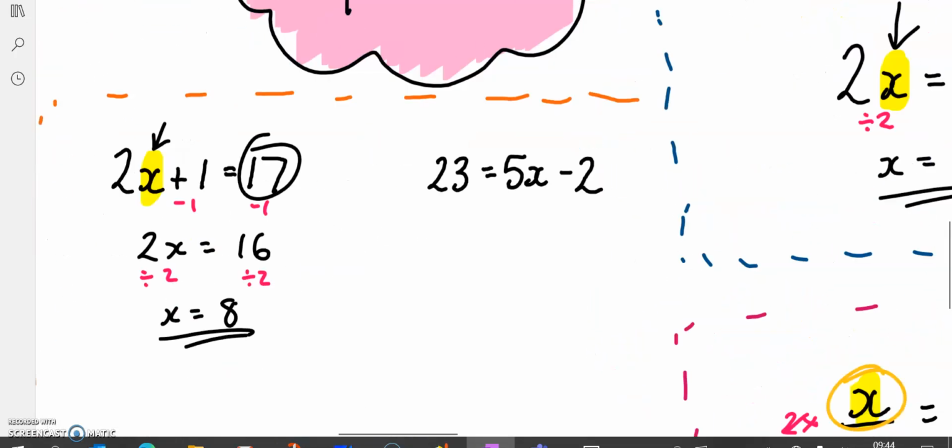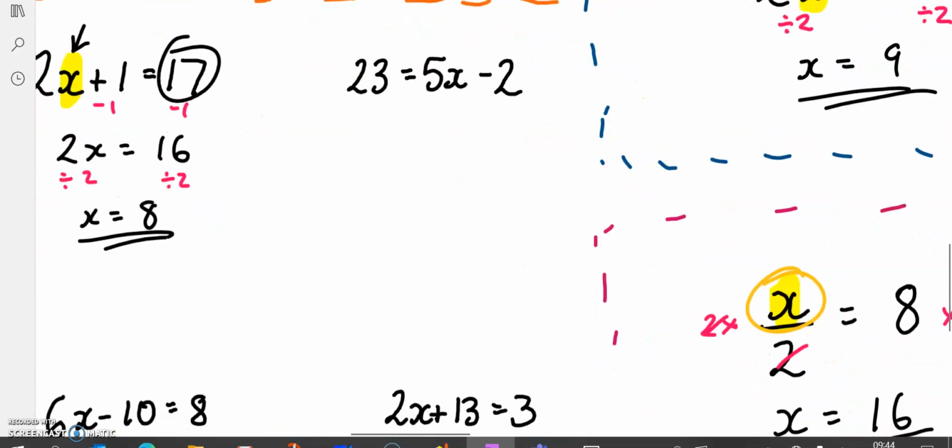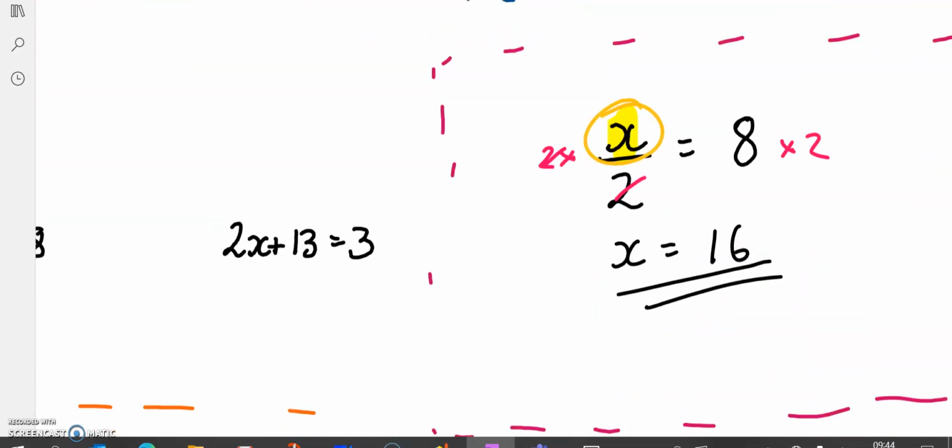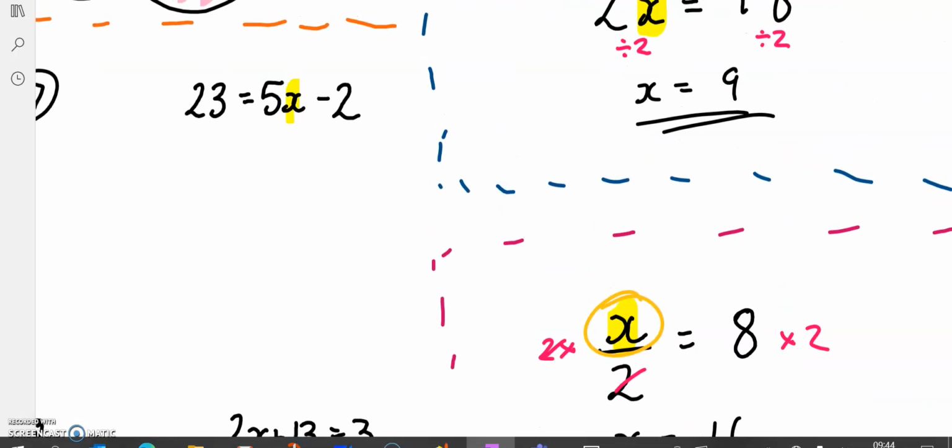23 equals 5x minus 2. We want to get the x on its own. At the minute, we've got 5x minus 2. So we've got a timesing and a subtraction. We want to undo the subtraction first. So the opposite of taking away 2 is adding 2. That's going to be 25 equals 5x. That 5 is multiplying x, so we're going to divide by 5.